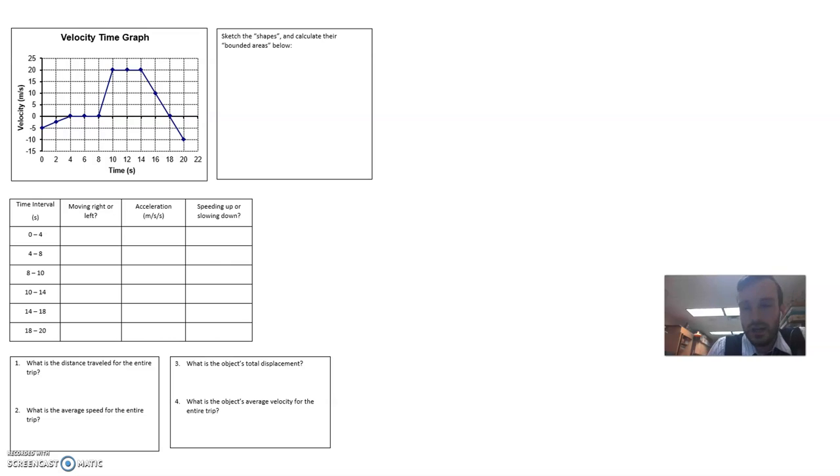Let me give you a couple pointers. Here's your chart. You're going to first, it says sketch the shapes and calculate their bounded areas. Remember, you can break this into simpler shapes. All right. Just be mindful here that you're going to be doing a calculation for negative displacement here and here. Those other ones will all be positive.